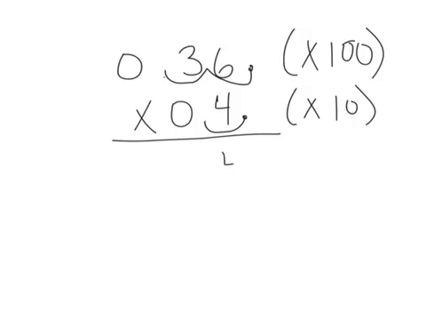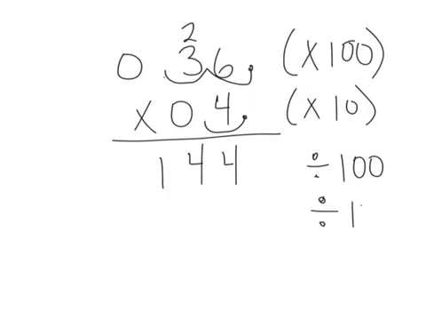4 times 6 is 24, carry the 2. 4 times 3 is 12, plus 2 is 14. So I have 144. Am I done? No, because I haven't compensated yet. Here, what I did was I multiplied by 100. So what's to compensate that? The exact opposite. I have to divide by 100. Here, I multiplied by 10. So I have to do the exact opposite of dividing by 10.